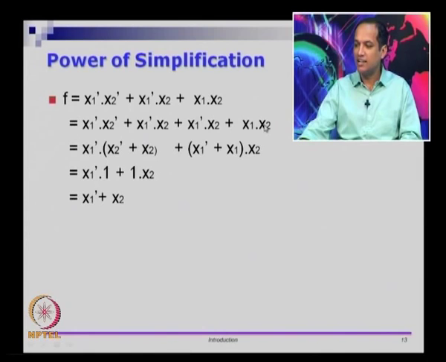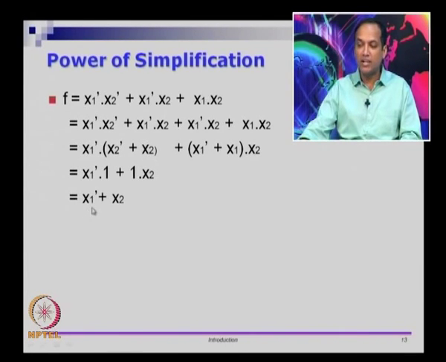So once you have that, then we have x2 complement plus x2, that is the same as 1, and x1 complement plus x1 is the same as 1. And we know x1 complement and 1 is x1 complement, and 1 and x2 is x2. So this is a much simpler expression than what you have here.